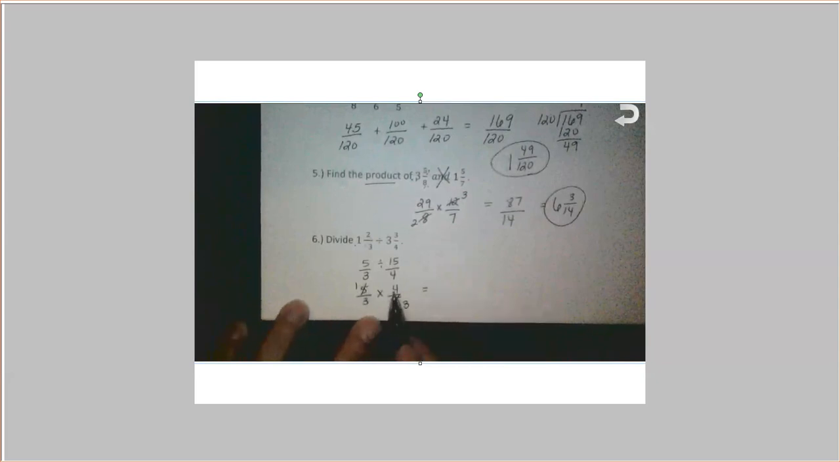So if I multiply the numerators, I get 4. If I multiply the denominators, I get 9. This is a proper fraction. It can't be reduced any further. So that's my final answer.